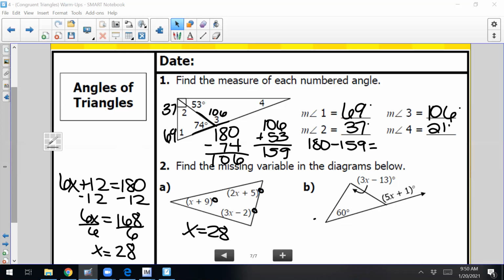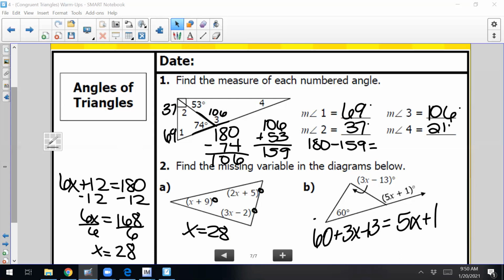Okay, over here on B, what are we dealing with on letter B? Okay, because the sum of the non-adjacent angles is congruent to the exterior angle. So this is the exterior angle theorem that we learned. So when we add those two together, 60 plus 3x minus 13, that's going to equal the exterior angle, which is 5x plus 1. Okay?